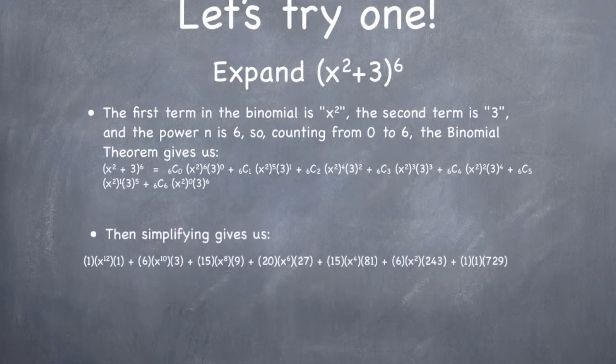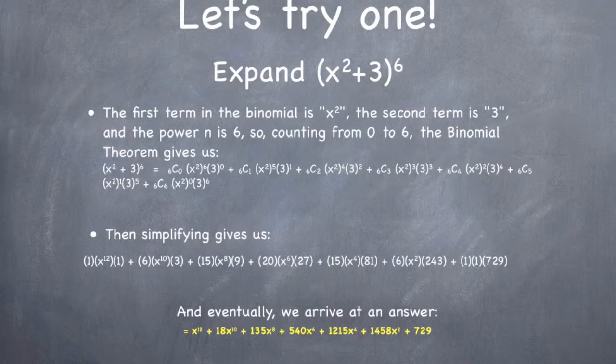Simplifying gives us x to the 12th plus 6 x to the 10th times 3 plus 15 x to the 8th times 9 plus 20 x to the 6th times 27 plus 15 times x to the 4th times 81 plus 6 times x squared times 243 plus 729. And simplifying again arrives us at the answer x to the 12th plus 18x to the 10th plus 135x to the 8th plus 540x to the 6th plus 1215x to the 4th plus 1458x to the 2nd plus 729.